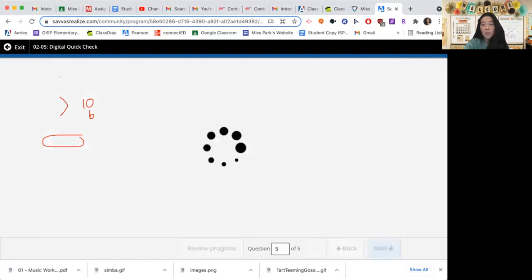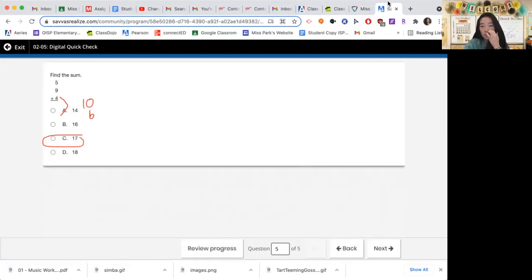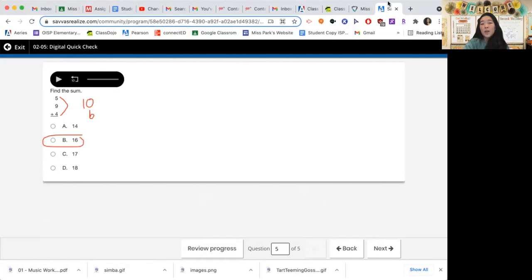And then we got one more question. And then for this one, there is a near doubles fact. Our near doubles fact for this one is 9. 5 plus 4 equals 9. And we know that 9 plus 9 is a doubles fact, which would give us 18.